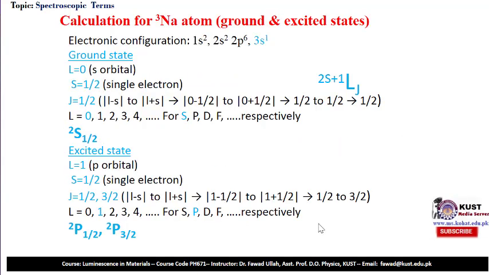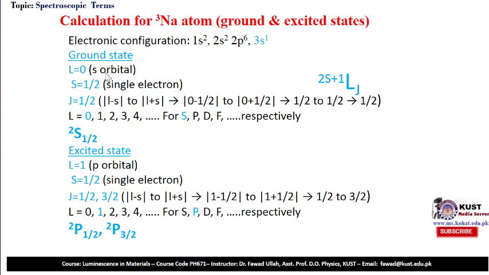Let us now calculate the spectral terms for the ground level and for the excited level of sodium (11). The electronic configuration for sodium is 1s2, 2s2, 2p6, 3s1. So the ground state electronic configuration for sodium is this. Then the spectral notation for the ground state will be like this.